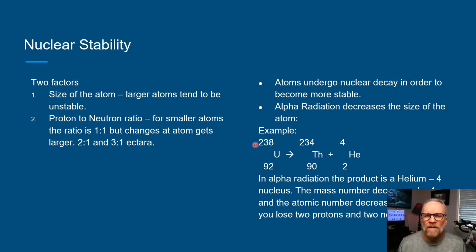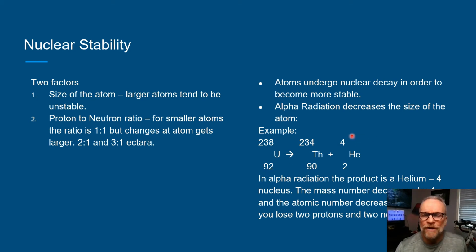And then what happens is when you have larger atoms, they undergo what we call nuclear decay, to become more stable. So alpha radiation decreases the size of the atom. This is one of the types of nuclear decay that happens for the atom to try to become more stable. And in this alpha radiation, you'll notice here that the mass number decreases by 4 and the atomic number decreases by 2.